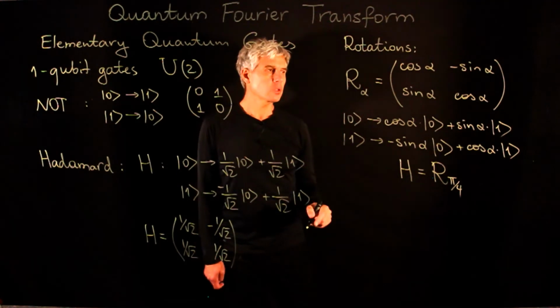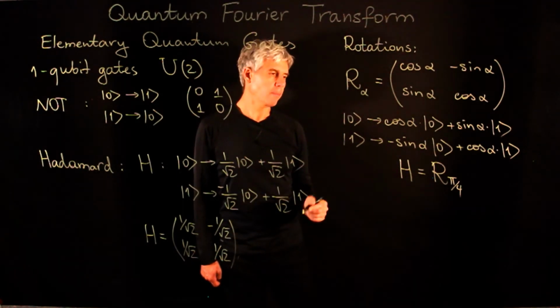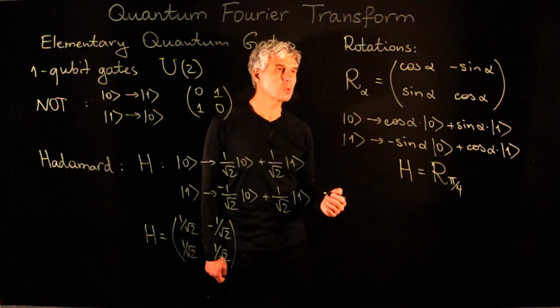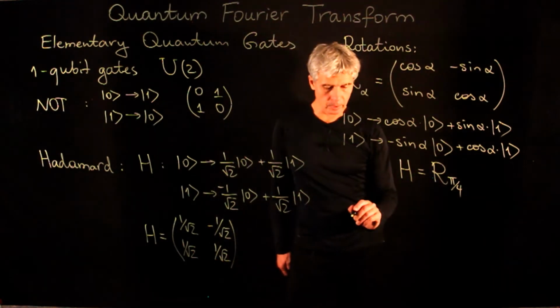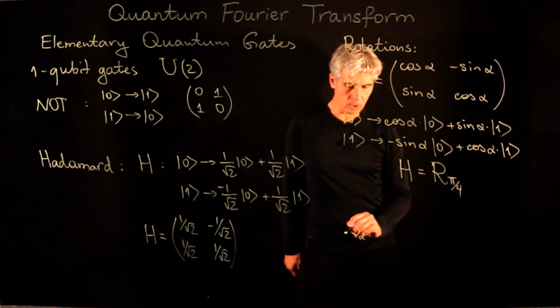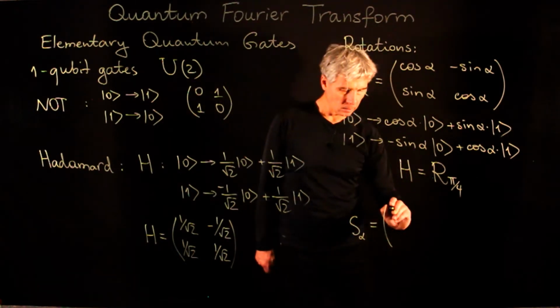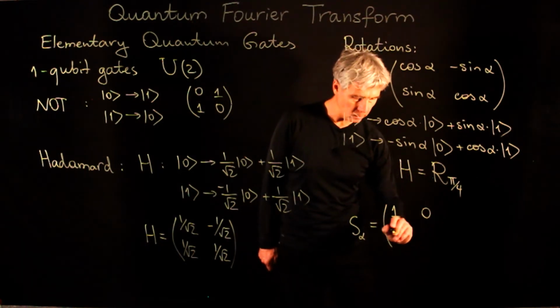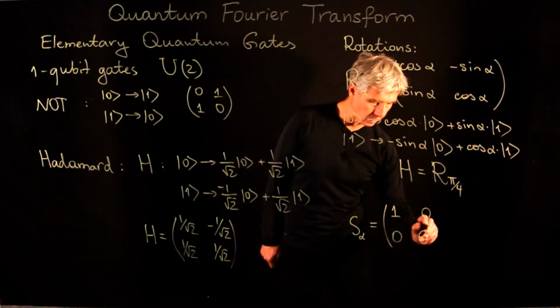Now, in addition to rotations, we also want to use the following gate. We'll consider the gate S alpha, which has the following matrix: 1, 0, 0, e to the i alpha.